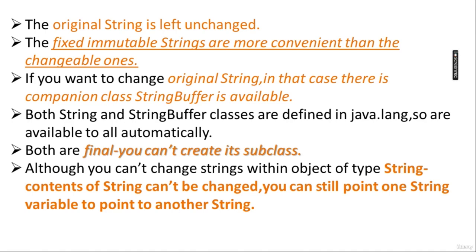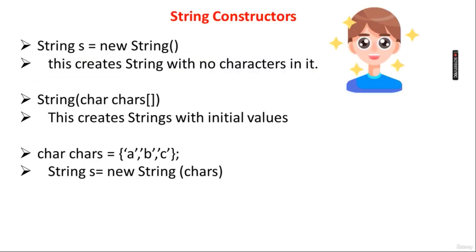Both the String and StringBuffer classes are defined in java.lang, so they are available to all automatically. Both are final. You cannot create a subclass, you cannot inherit that class. You cannot create it like class MyClass extends String or class MyClass extends StringBuffer. Although you can't change the contents of an object of type String, you can still point one string variable to another string. That is, you can create string reference objects.